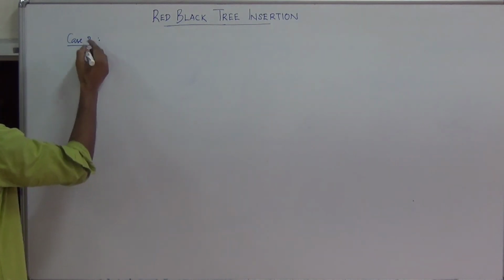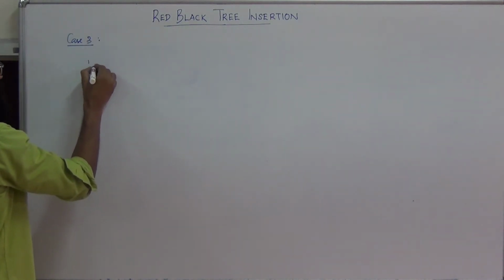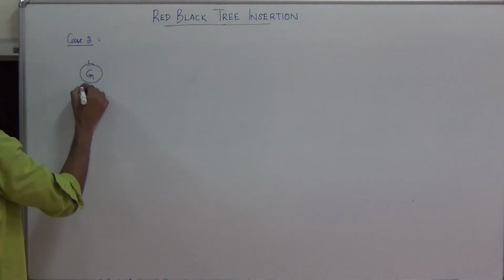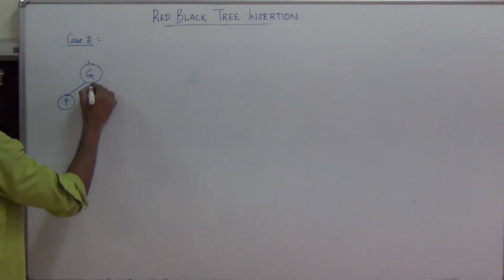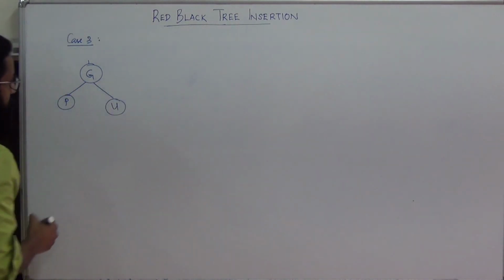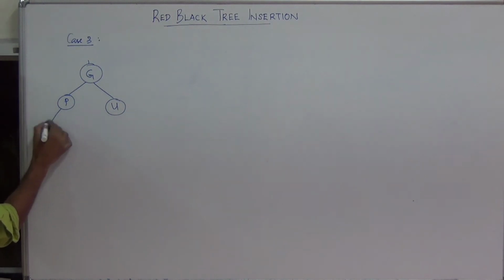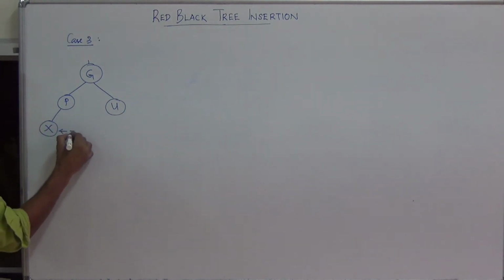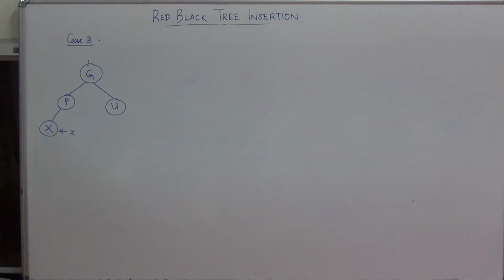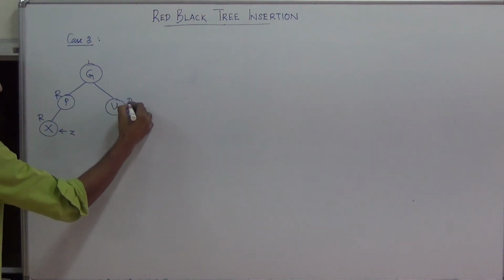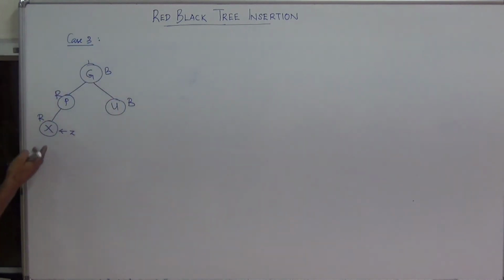Case 3. So in case 3 you are having the grandparent, parent, uncle, and new node referred by the pointer Z. So new node is red in color, parent is red, uncle is black, and new node is the left child of its parent. That is case 3.